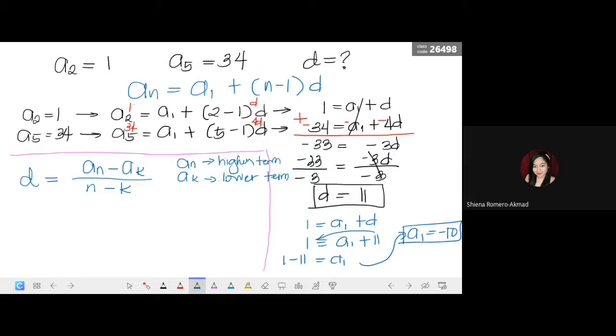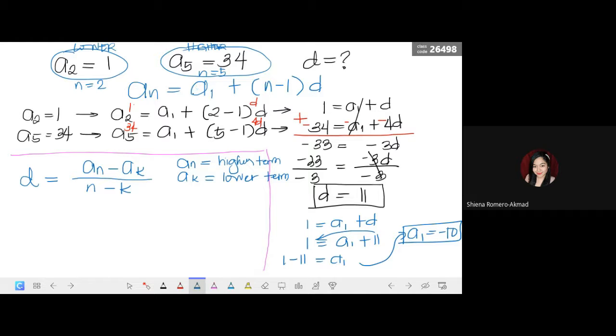Now, ano yung higher term? When we say higher term, yung n niya mas mataas dun sa lower term. So, alin ba dito yung higher term? Is it A sub 2 or A sub 5? Dapat yung n mas mataas. A sub 5, correct. Thank you for answering. A sub 5 is our higher term and A sub 2 is the lower term. Ang pinagbabasihan natin sa higher and sa lower term ay yung subscript niya or yung n. Since this is 2, mas mababa siya dun sa n nito which is 5.